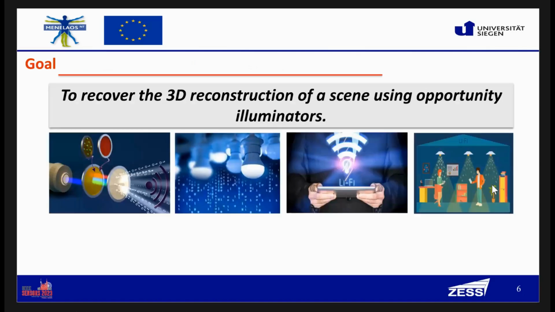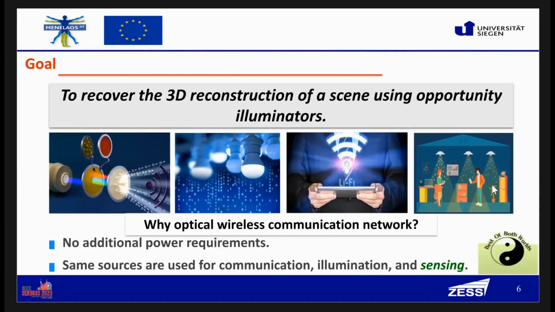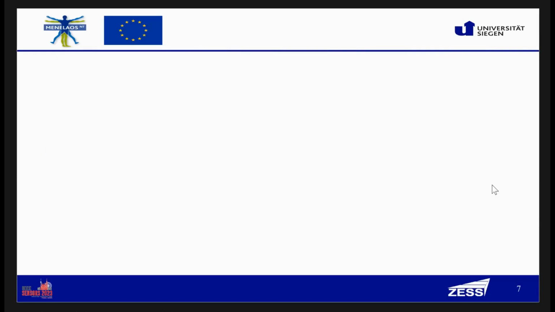So the goal is to recover the 3D geometry using opportunistic illuminators, as I told you, Li-Fi or optical wireless. Why are we exploiting existing modulated communication sources? Because we don't need additional power, and the same resources are exploited for multiple services: communication, illumination if they are in the visible light range, and sensing.